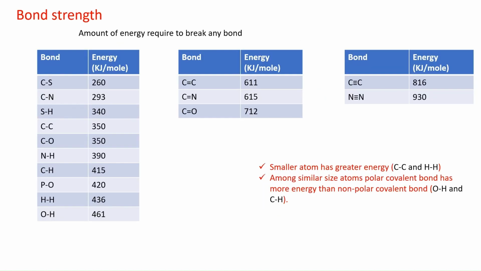Now come to bond strength. As I told you, a single bond is weaker compared to a double bond. A double bond is weaker compared to a triple bond. Correct? Because in a single bond, a sigma bond is involved, s orbital, so it is more stable or it has more energy compared to p orbital or pi bond. Correct? A single bond is weaker compared to a double bond. It is weaker compared to a triple bond.